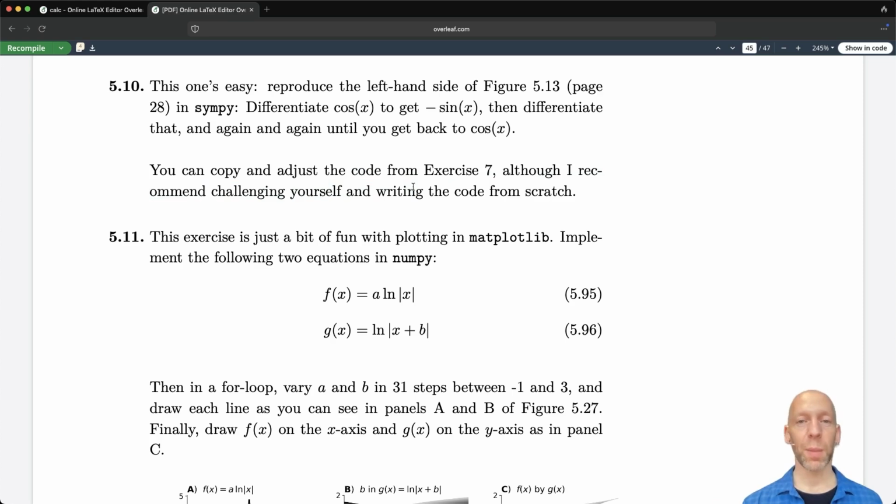But I do recommend, because this is not terribly difficult in terms of the calculus concepts, challenging yourself a little bit and writing the code completely from scratch for this exercise without looking back at any of the previous code from this chapter. Okay, so I will now scroll up and show you this figure, and then I'll switch to code so you can see what the solution looks like.